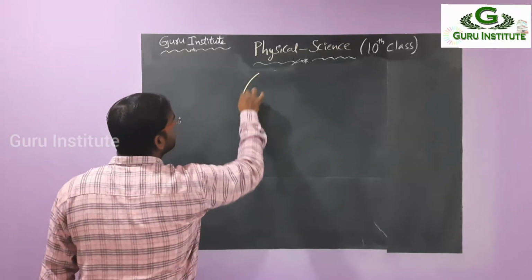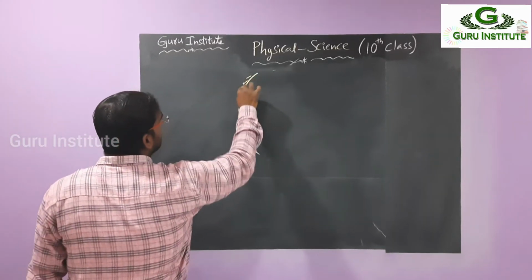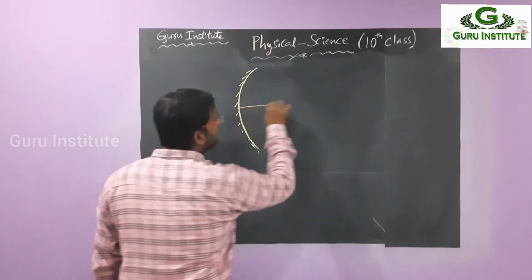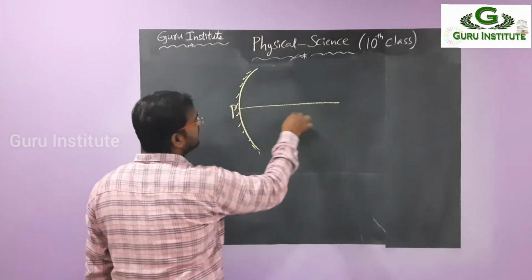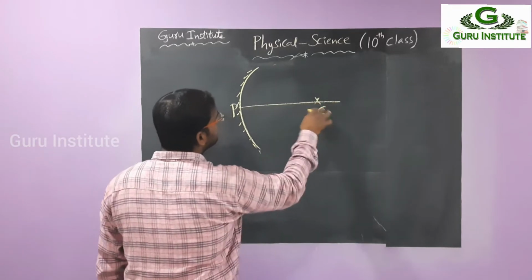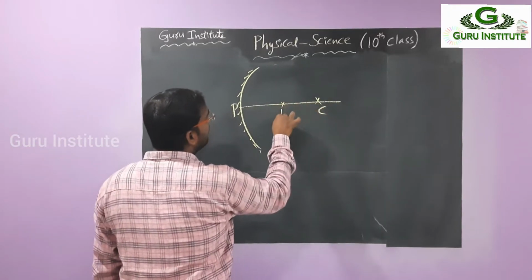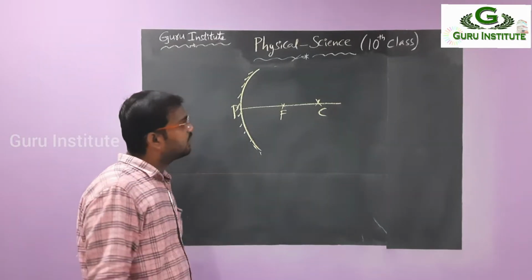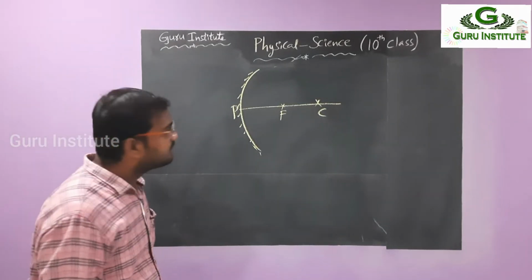First we take the main mirror, that is the concave mirror. Then the principal axis, the pole, and now the center of curvature. Exactly here we have the focus, right? This is the main one. Now we have to observe some basic rules here.